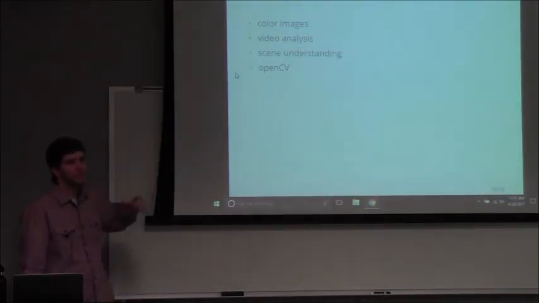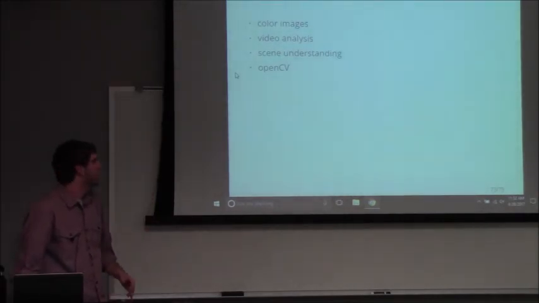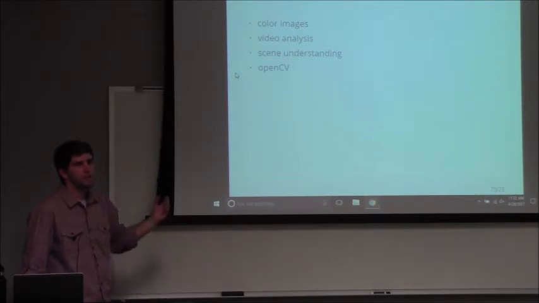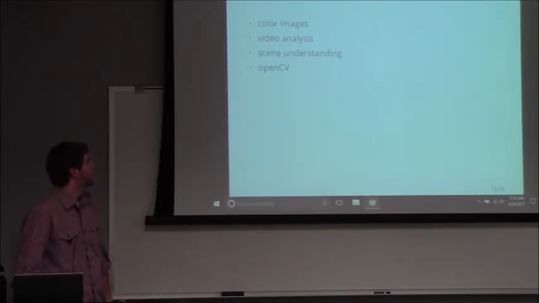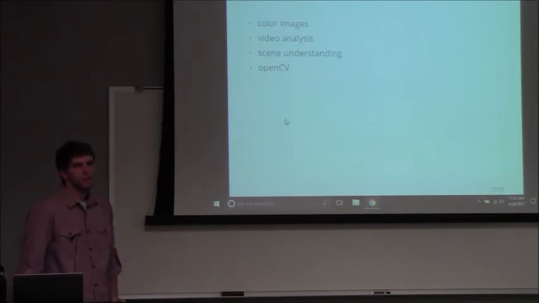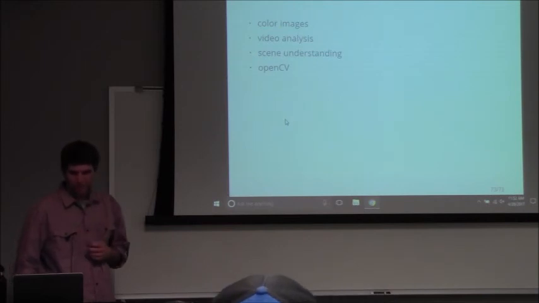There's plenty of stuff in computer vision that I didn't talk about, but I hope you picked up a little bit about how computers view images. From here, you can look at color images, more into video analysis, and scene understanding, which are hard and open problems. And then OpenCV is an open source library that you can use in Python and MATLAB and Java and tons of other things to implement algorithms like these. So that's all I got. Any questions?